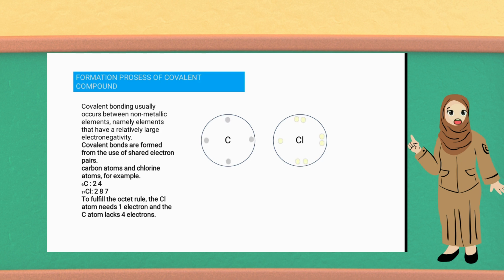Carbon atoms and chlorine atoms will form covalent compounds because we know that the C atom has atomic number 6 and chlorine has atomic number 17, with the electron configuration for C being 2, 4 and for Cl being 2, 8, 7. To fulfill the octet rule, the Cl atom needs 1 more electron and the C atom lacks 4 electrons more.